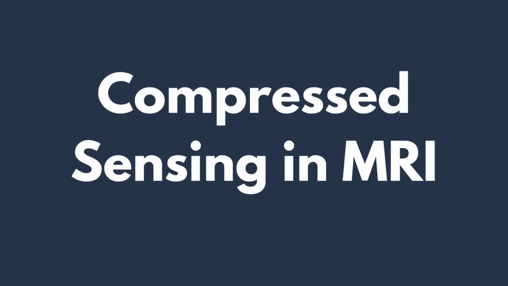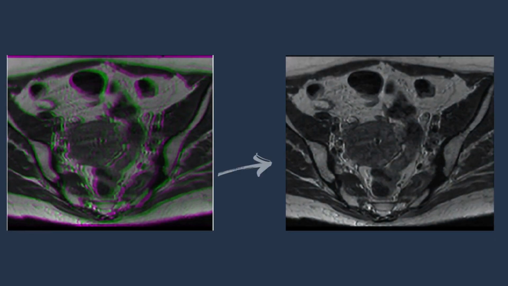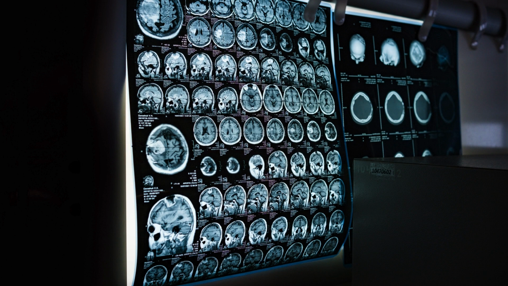Now let's dive into compressed sensing and MRI. Compressed sensing is a mathematical framework that enables the reconstruction of MRI images from undersampled data. In MRI, compressed sensing reduces imaging time without compromising image quality by exploiting sparsity and compressibility.